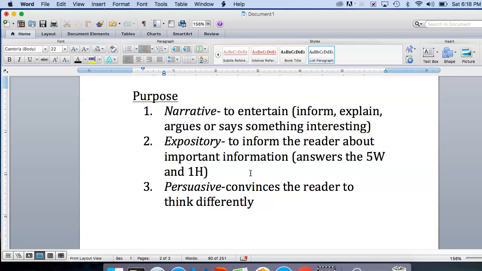The next one is expository. It informs the reader about important information. So basically, things that you read in school are mostly expository. It answers the 5 W's and 1 H. So what are the 5 W's? That would be the who, what, where, when, why, and the 1 H is the how.